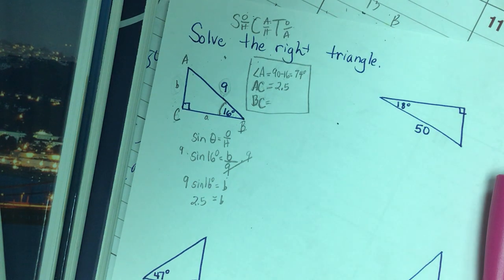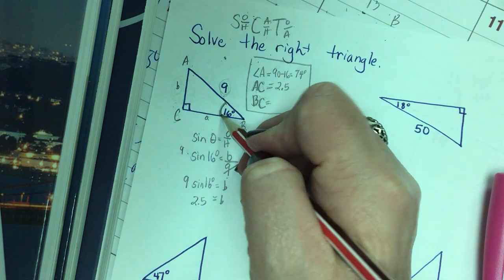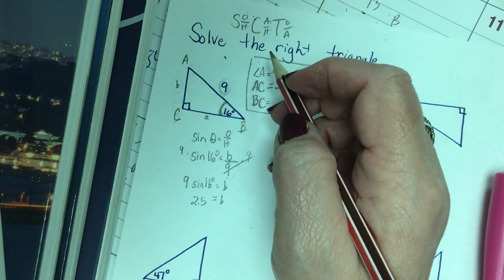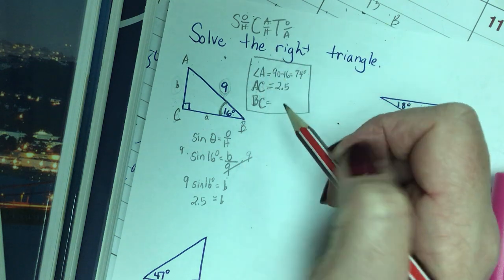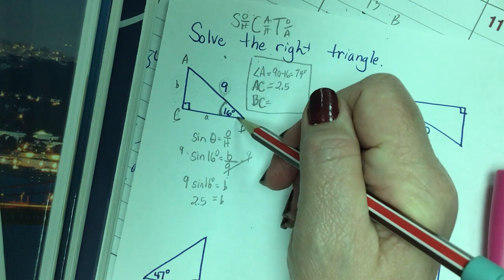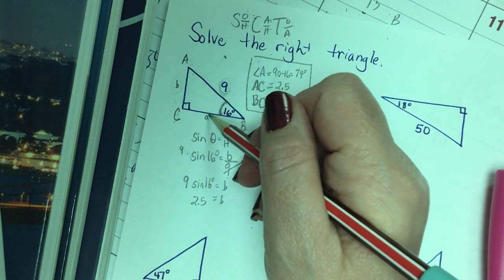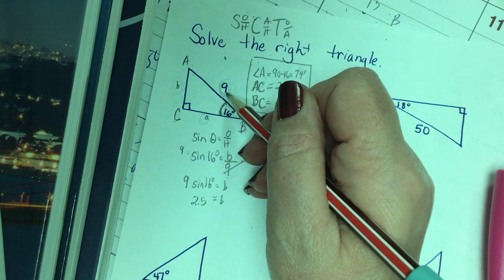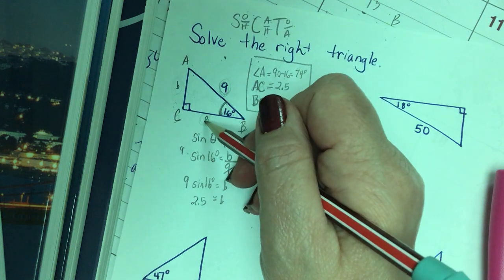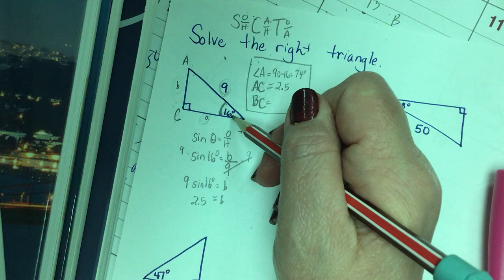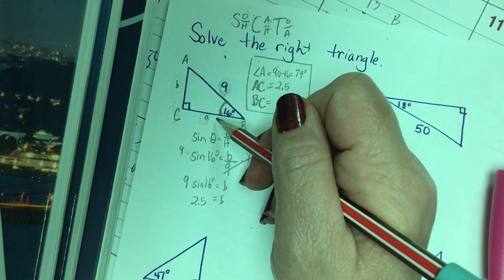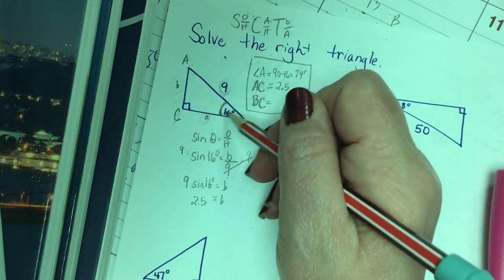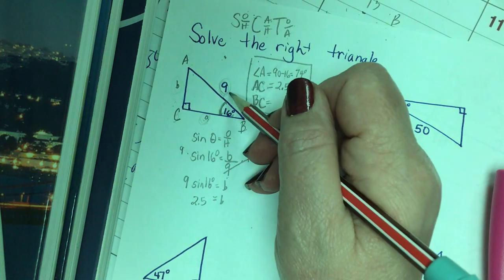Now, to find BC, you could do the Pythagorean theorem, but I struggle with using rounded answers to find other answers. I know this whole number is 16 degrees. I know this whole number is 9. So I don't like to use things that I have rounded. I just go ahead and use another trig ratio. I want to find A, and I know the hypotenuse. So is A adjacent to 16 degrees, or is it opposite 16 degrees, or is it the hypotenuse, which I just said 9 was the hypotenuse.